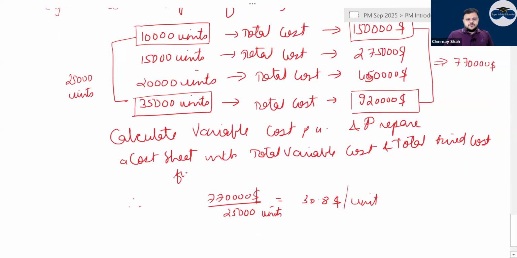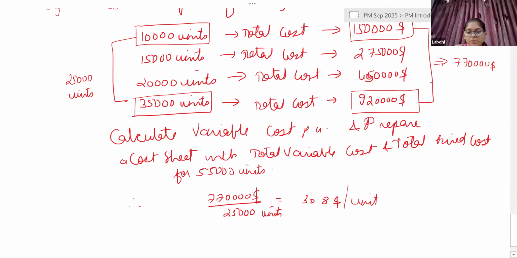Write it like this: for 55,000 units, 770 by 25,000, you have got 30.8. What is this 30.8? Variable cost per unit. Now, sir, how did you do this? How is this even possible?